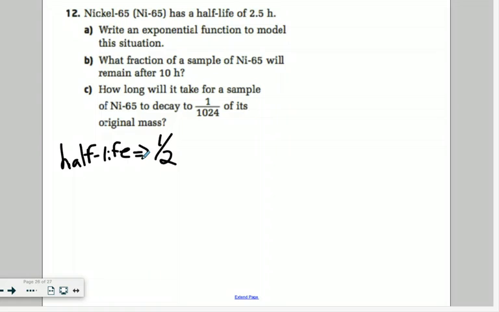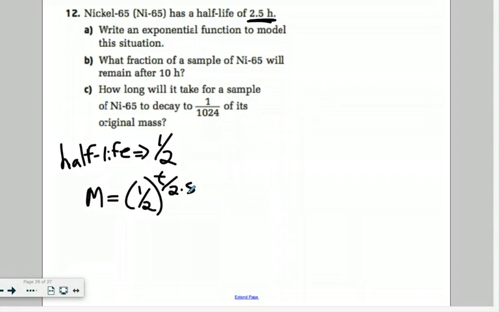So to start with, I've got this mass is equal to 1/2 to the power of t, where t is time, right? But it's telling us that the half-life is 2.5 hours, which means it gets cut in half. The mass of nickel is cut in half every 2.5 hours. So that means I've got to apply that horizontal stretch like we talked about, and it's actually m is equal to 1/2 to the power of t divided by 2.5.